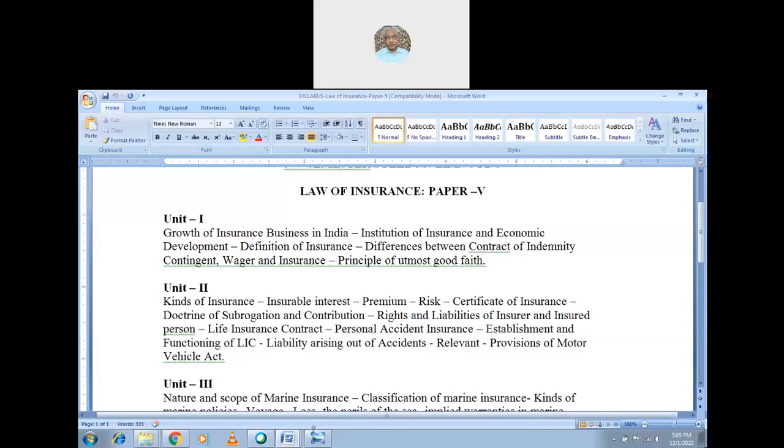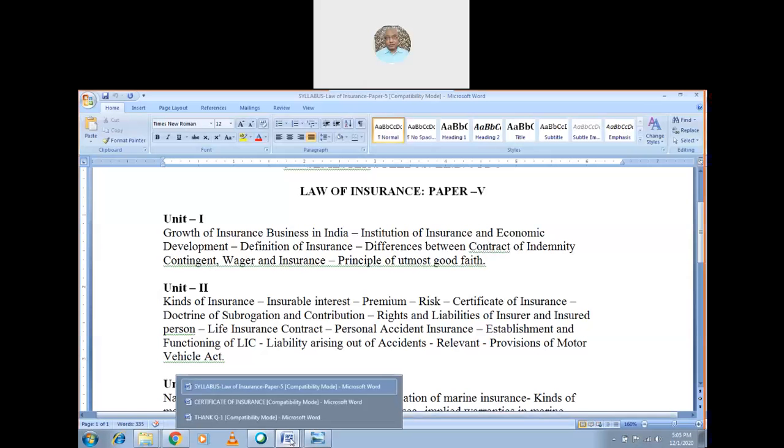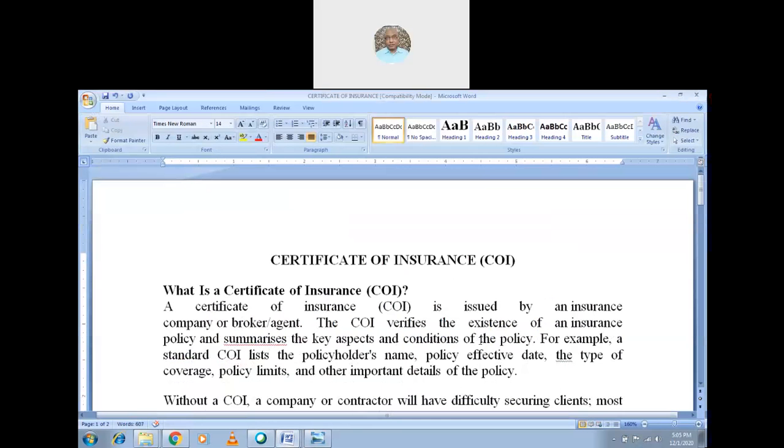So let us start with the certificate of insurance, that is the COI. COI is the acronym. What is the certificate of insurance? A certificate of insurance is issued by an insurance company or a broker or agent. The COI verifies the existence of an insurance policy and summarizes the key aspects and conditions of the policy.